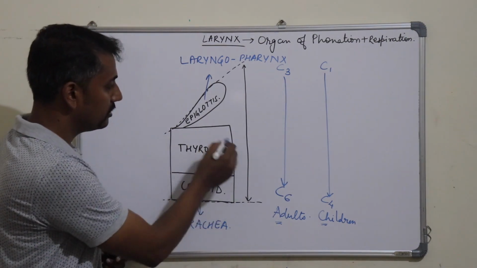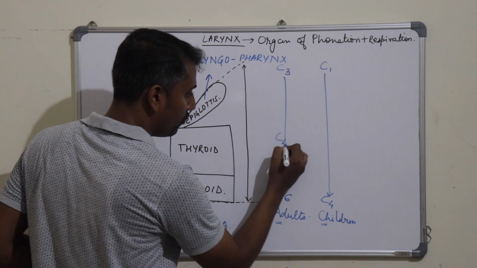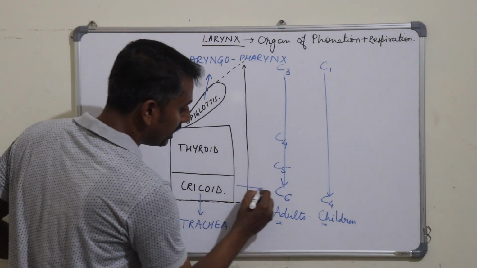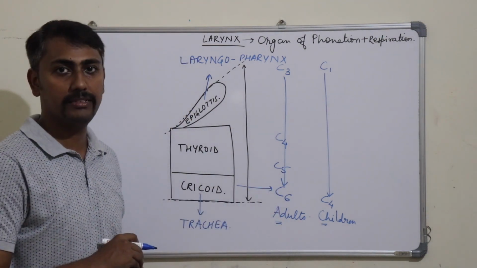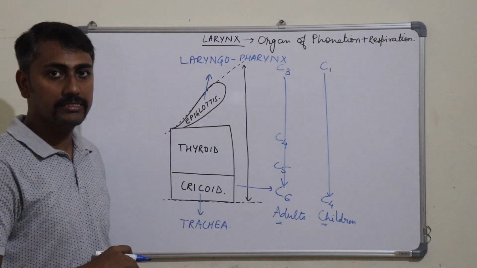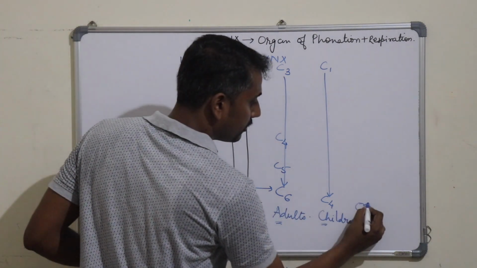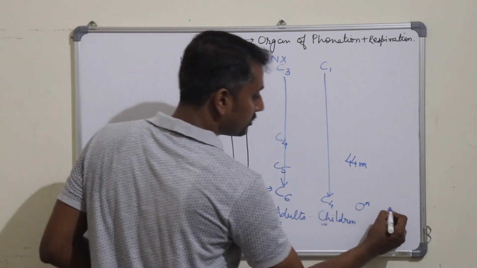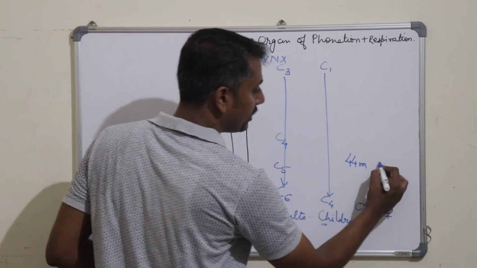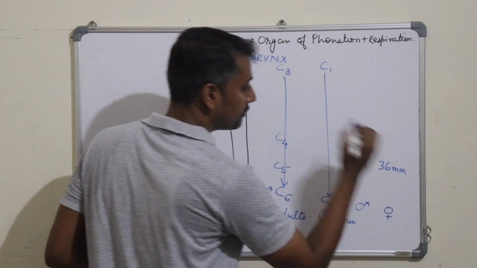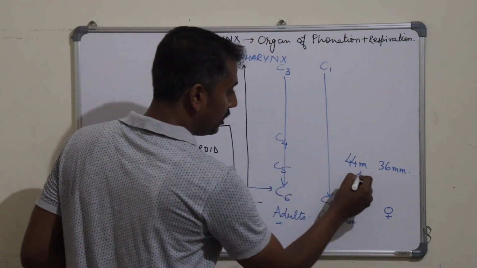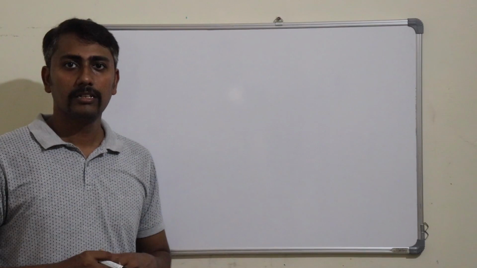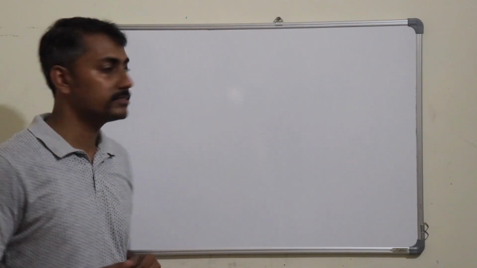The thyroid cartilage lies at the level of C4 and C5 vertebra, and the cricoid cartilage lies at the level of the C6 cervical vertebra. The vertical height of the larynx in male is approximately 44 mm, and in females the vertical length is approximately 36 mm. This shows that males have a longer larynx as compared to females. Okay? Now the skeletal framework of the larynx.